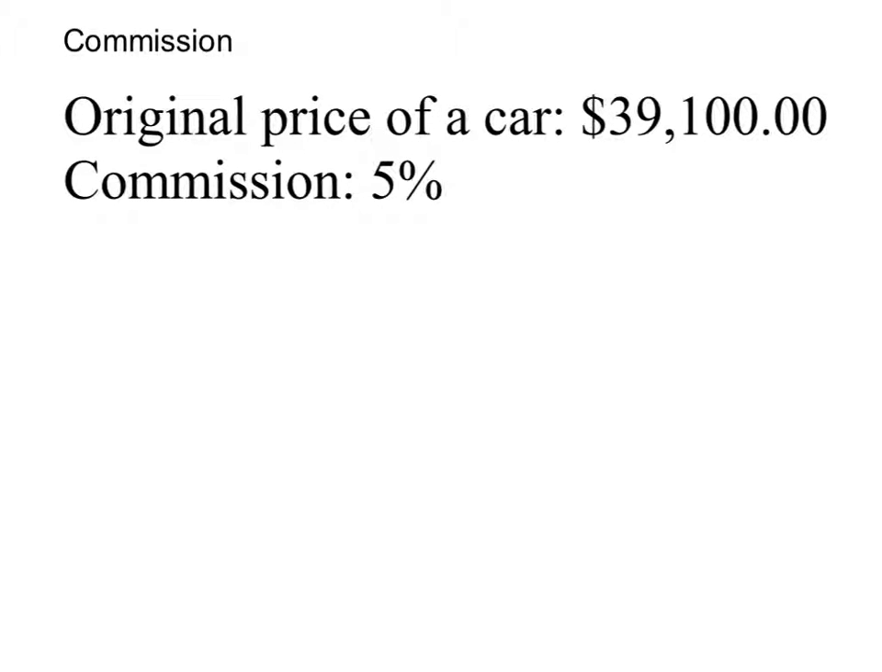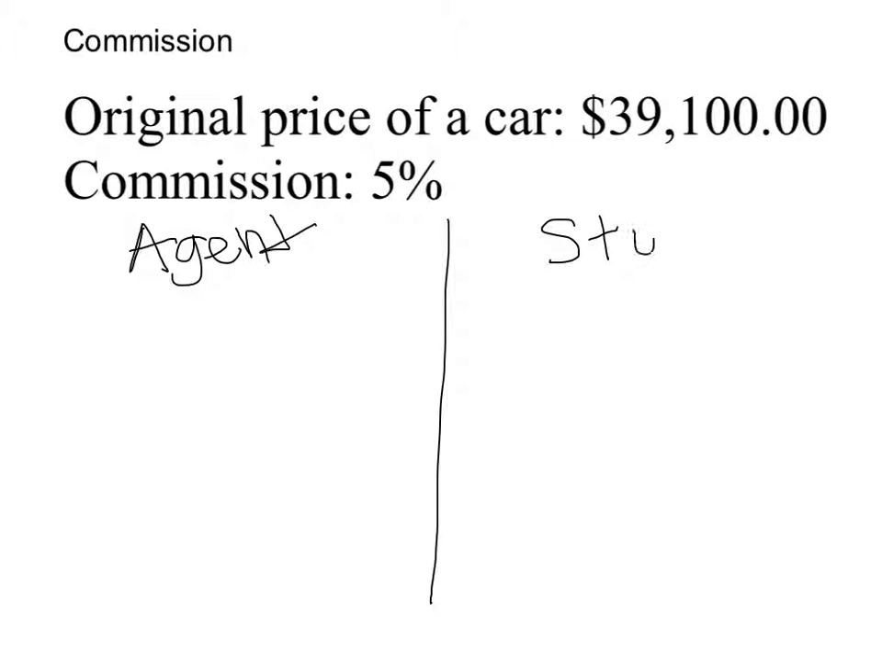This video will be all about how to find commissions. You'll notice that you have this problem on your paper. The original price is $39,100 and the commission rate is 5%. The instructions at the very top ask you to find two things: how much does the agent make, and then how much the store makes.